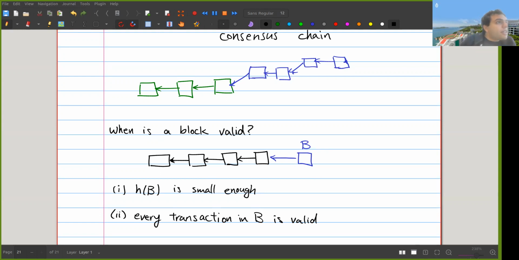Someone asked, what happens to the other branches? They're lost, yes. So if we have several branches, like this, for example, and let's say this one became longer, so this whole thing is invalid and we don't care about it anymore. We only care about the longest chain.